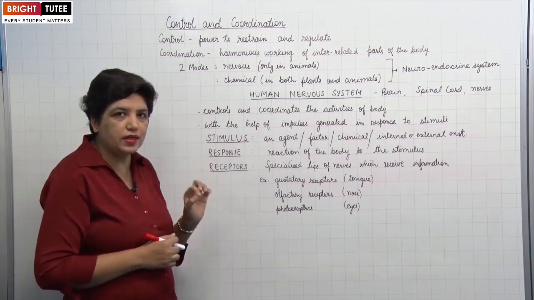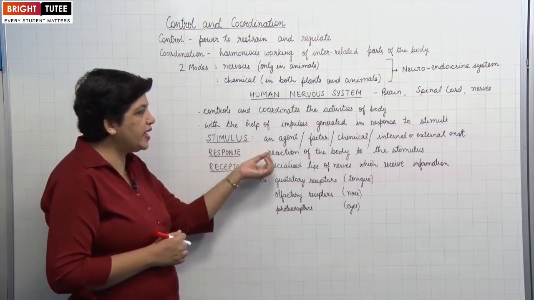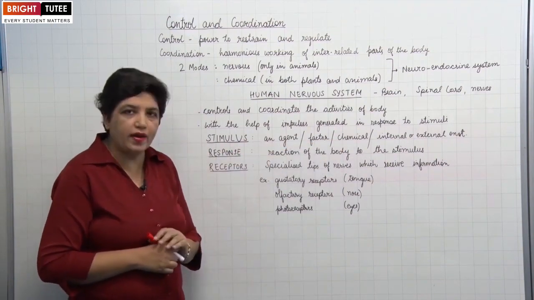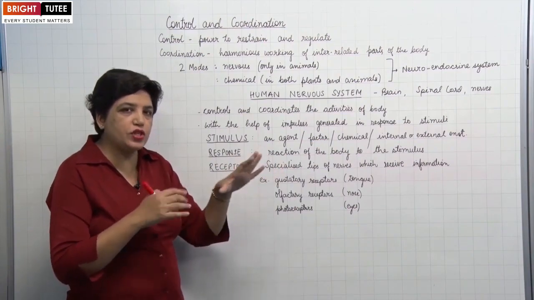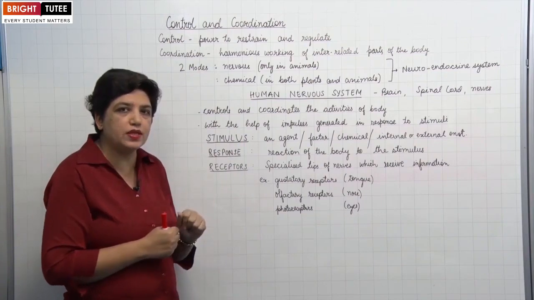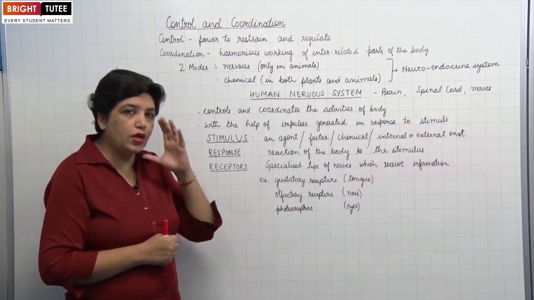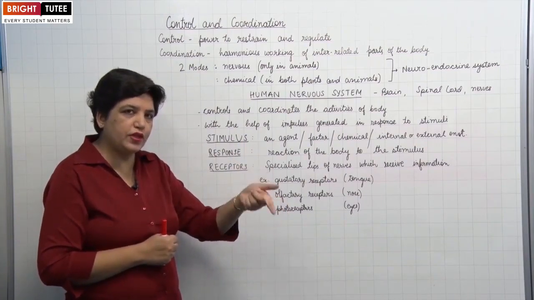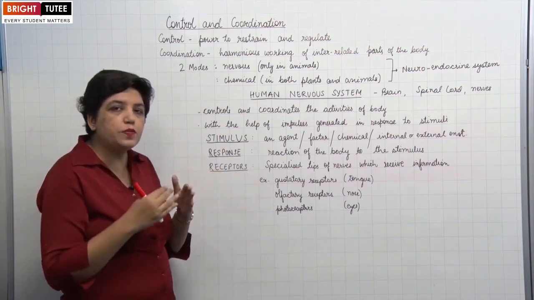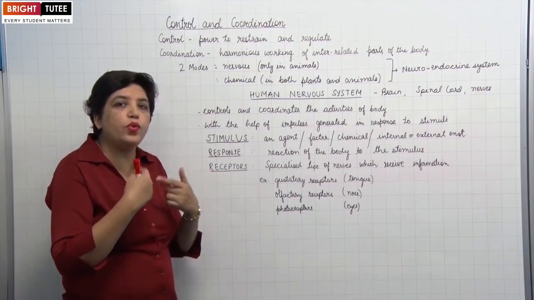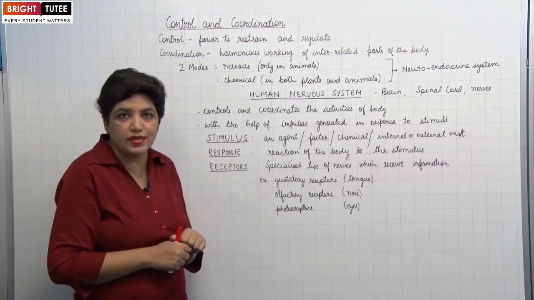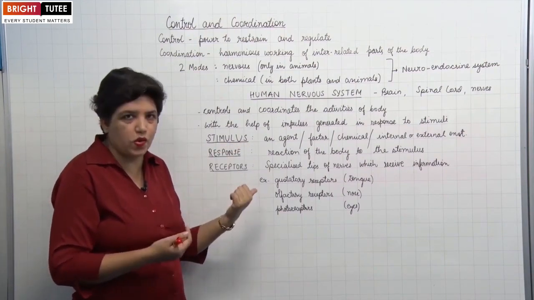What is a stimulus? The plural is stimuli. It is an agent, a factor, or a chemical, of the internal and external environment. Anything which is outside our body or inside our body which triggers a response is called a stimulus. For example, you are looking at the food, so the sight is a stimulus for us. The response is the reaction of the body which it produces in response to this stimulus. The reaction of the body is called response.